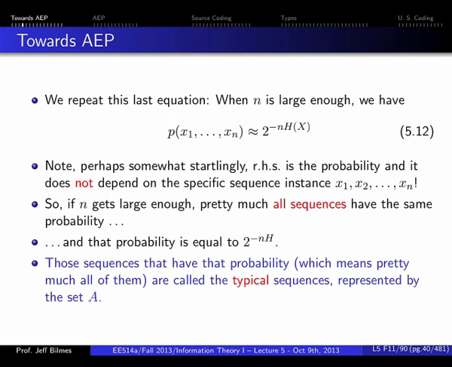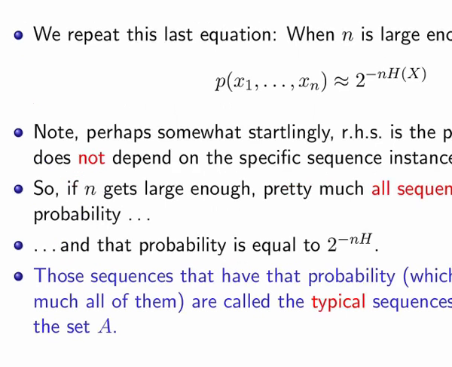Let me just read this because I carefully crafted this language. It's worth reading. Those sequences that have probability, meaning any probability, which means pretty much all of them, are called the typical sequences. And they're going to be represented by this set A. We should say all of them that occur.